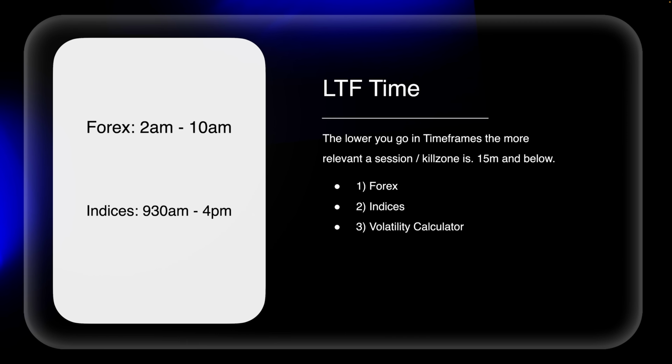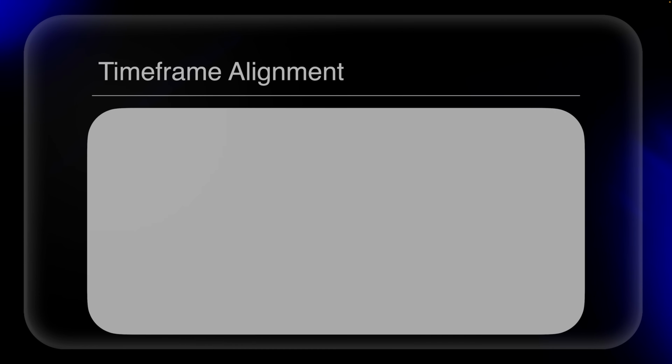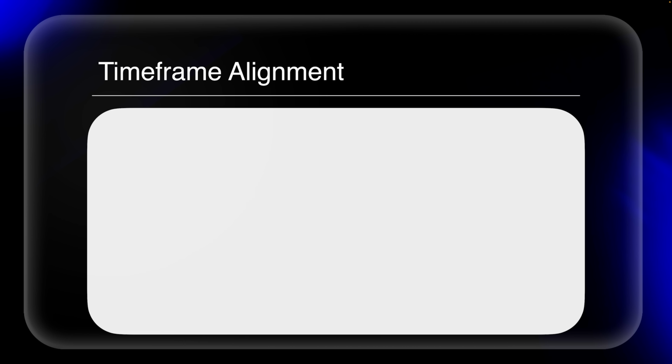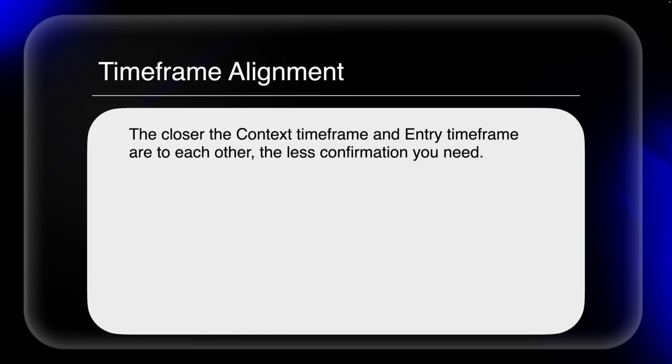Now, the next thing you need to know is time frame alignment. When we talk about time frame alignment, it's very important to understand that the closer the context time frame and the entry time frame are to each other, the less confirmation you need. So what does that mean? Well, we have gone over those context areas, and those context areas are on a certain time frame. For example, like we mentioned, we have a daily context area.